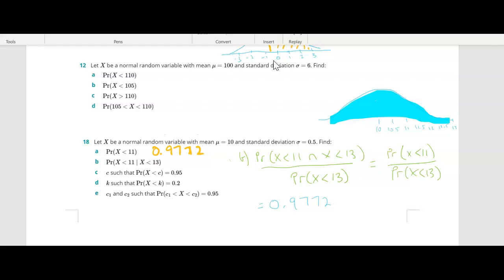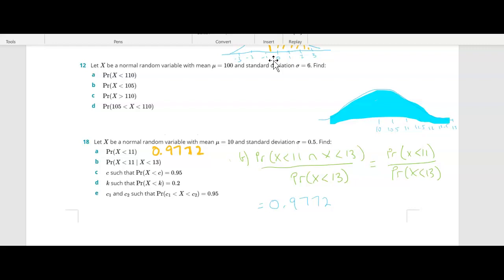13 is right up there because our standard deviation is quite small, 0.5. So how many standard deviations from the mean is that? We've got 1, 2, 3, 4, 5, 6 standard deviations from the mean. We know that 3 standard deviations from the mean is 99.7%, so that's why 13, or 6 standard deviations from the mean, is pretty close to 100%. All right, let's move on to C and D.